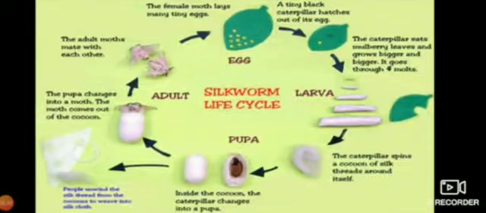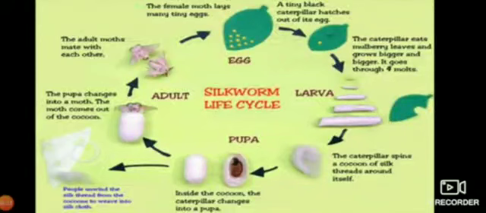People unwind the silk thread from the cocoons to weave into silk cloth. And the pupa changes into a moth. The moth comes out of the cocoon. And then the adult moths again mate with each other, and again eggs are formed. Eggs are laid by a female moth. This is the life cycle of a silkworm.